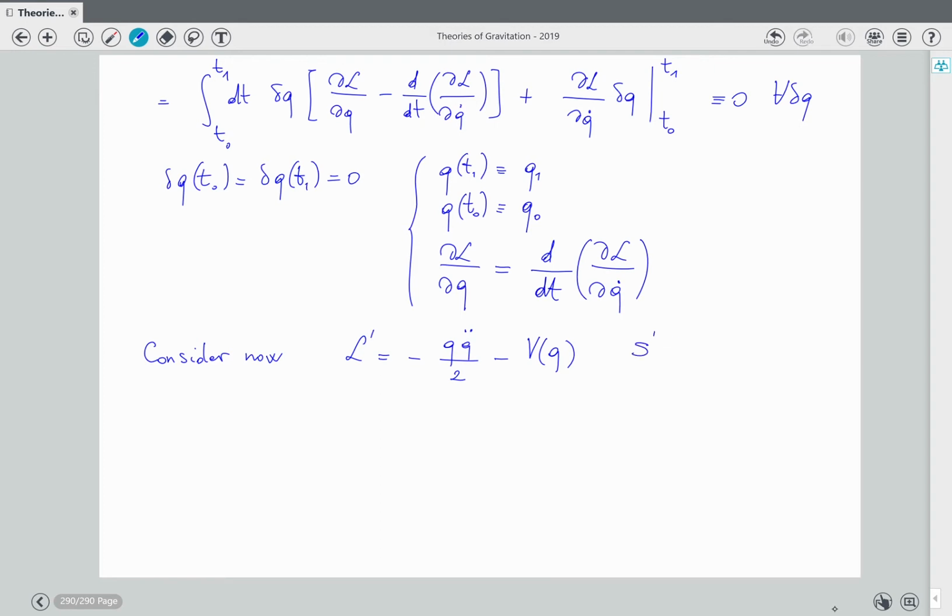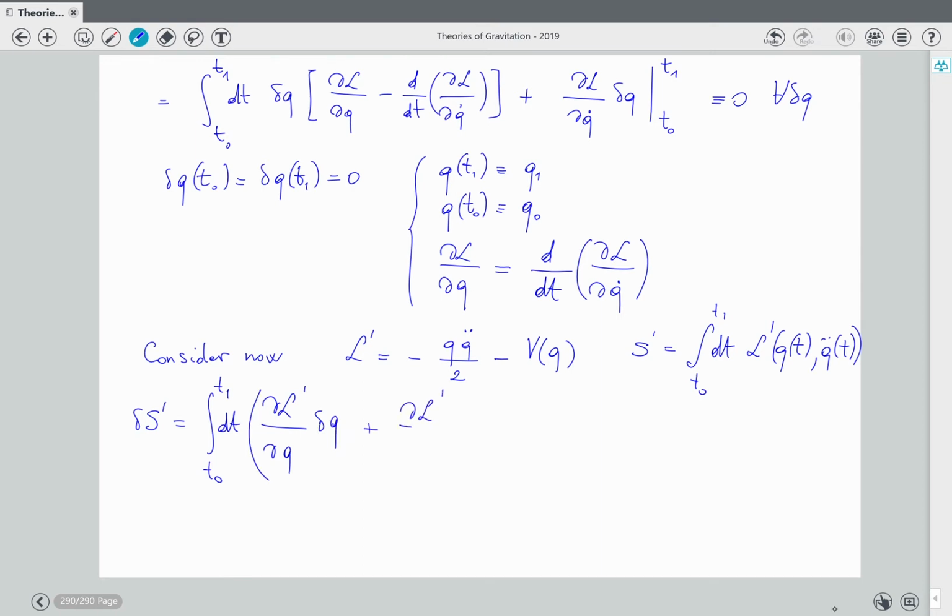S prime is equal to the integral from t0 to t1 of L prime, which is an L prime of q of t, q dot dot of t. And let us see what happens with the variation. So, what do you get? You get partial L prime, partial q, delta q, fine, plus partial L prime, partial q dot dot, delta q dot dot.